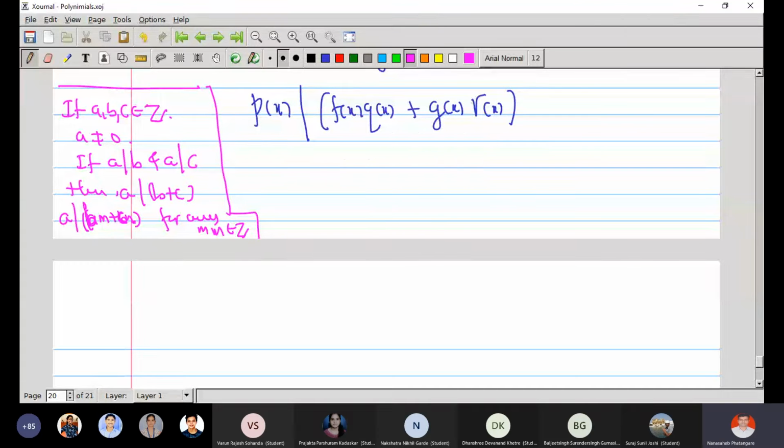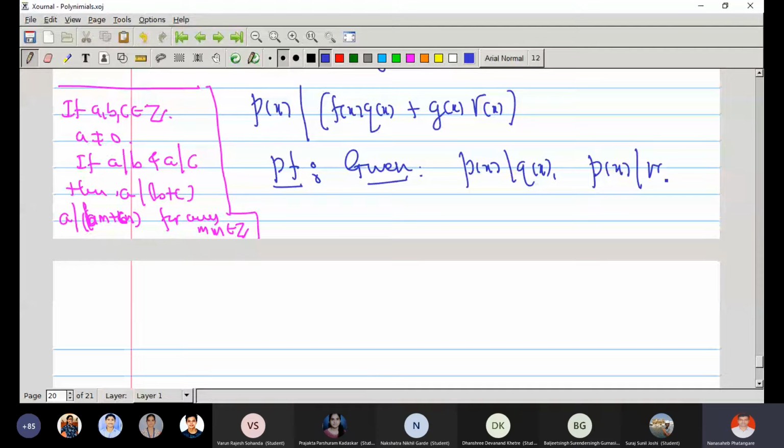So the same thing is happening for polynomials. And can you see the proof? Whatever proofs we are doing, I am writing the equivalent result for integers, so you should write down the proof of that result for integers. Right. So what is our assumption? Our assumption is that p(x) divides q(x) and p(x) divides r(x). So this is our assumption.